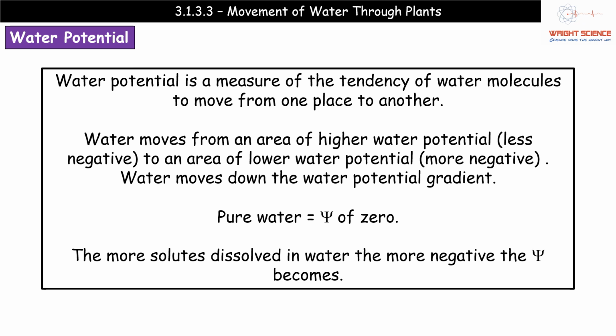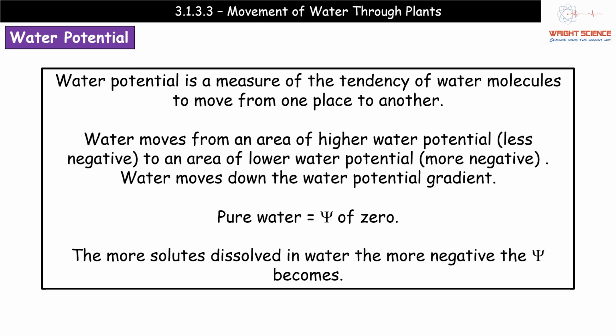And hopefully what we do remember as our little definition of how water is going to move is that it's going to go from that area of higher water potential, which we can describe as being less negative, to an area of lower water potential or a more negative region.